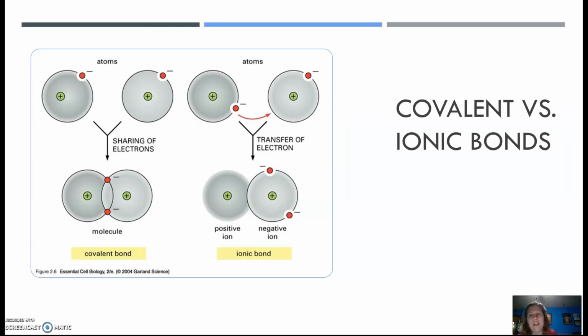Another way of visualizing it is that in covalent bonds, they both keep a hold of the 2 electrons and they just kind of overlap. But in an ionic bond, that electron completely moves over.